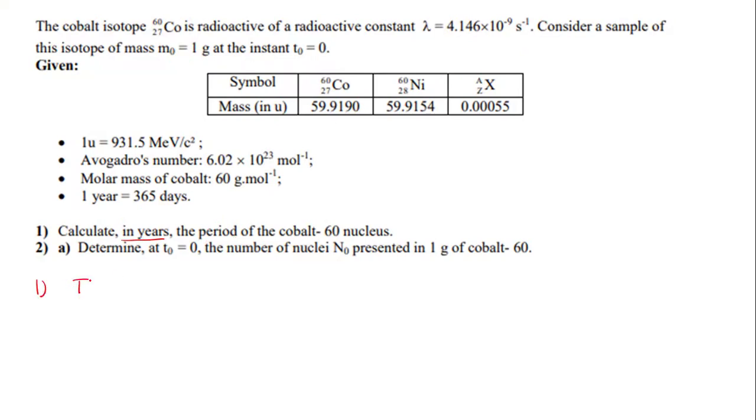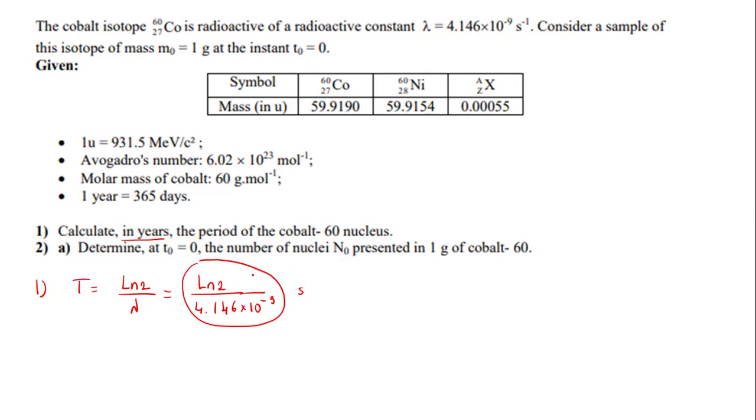So we know that the half-life or the period is equal to ln2 over lambda, which means ln2 over 4.146 times 10 to the power negative 9. But we must pay attention: this answer will be in which unit? This answer here will be in second, because this is a period. But I don't want it in second. The question is in year.